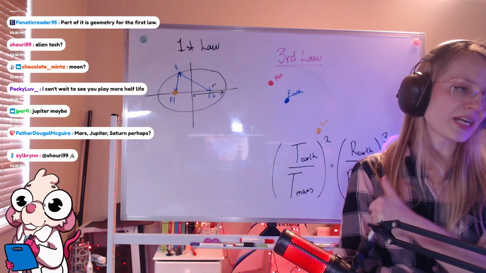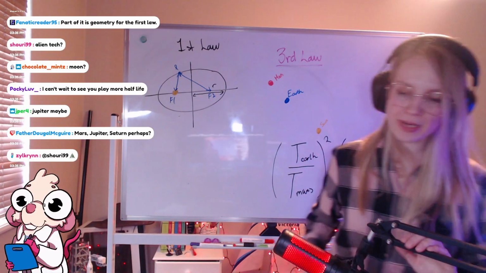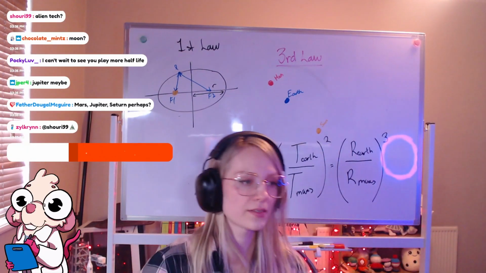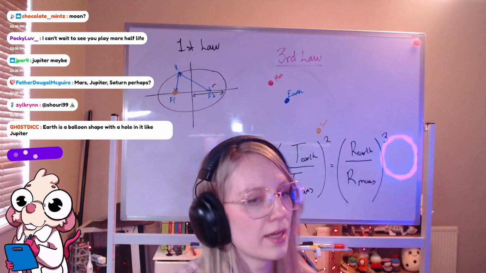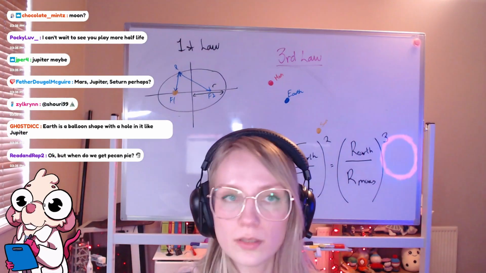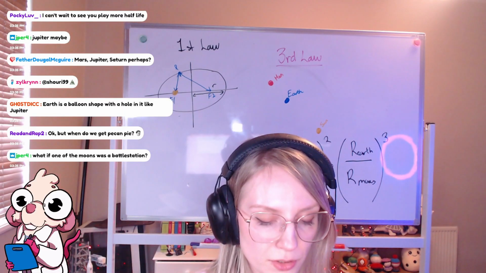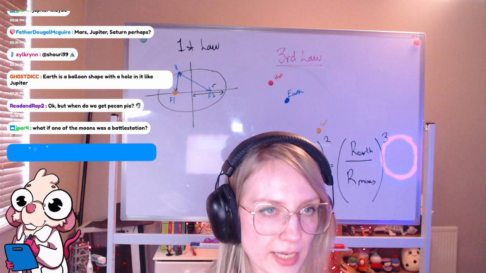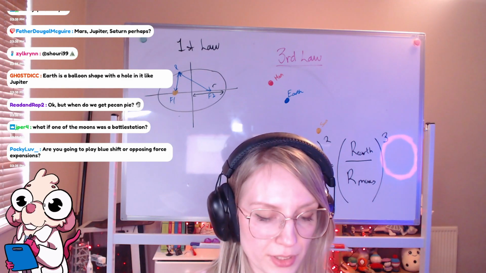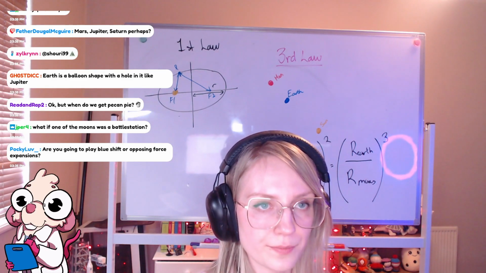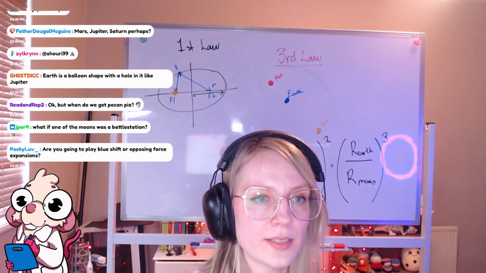Father Dougal says Mars, Jupiter, Saturn, perhaps. Jupiter, maybe? Okay, let's actually look this up. Let's Google this. Let's pop up my Google and let's look. What planets did Johannes Kepler observe for his laws? Which planets did he observe?